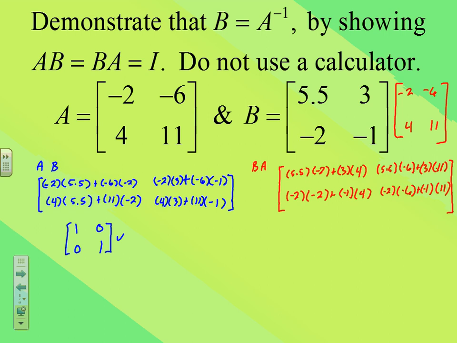So 5.5 times negative 2, that's negative 11. And 3 times 4 is 12, and combine those together, and I get a 1. And again, just double check me on the calculator, and this will be a 0, a 0 and a 1. So we do have an identity matrix in both cases. So this is one of the rare things where the order in which I multiplied my two matrices actually produced the same thing. Now, normally that doesn't happen, but that is the idea.